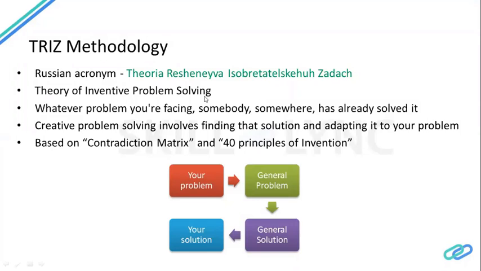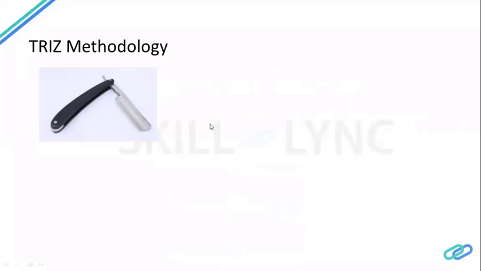So what happens in the TRIZ methodology is basically you understand your problem and then you shift your problem to a general problem. What this methodology believes is that whatever problem you are facing, somebody somewhere has already worked on that problem and has already solved it. So you need not reinvent that solution again. You can transfer your problem to a more general problem, find a general solution for that problem, and then apply that general solution to your specific problem. Let's have a look at an example of TRIZ methodology.